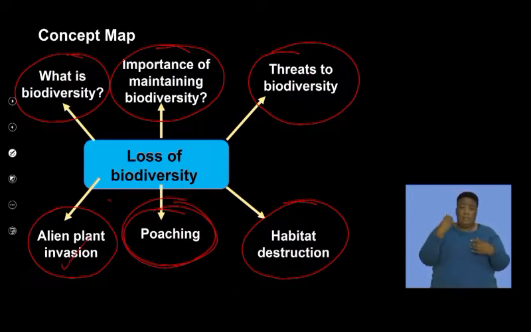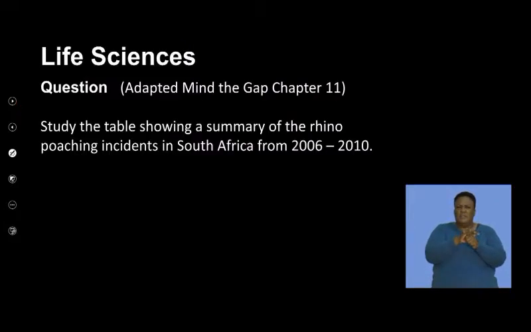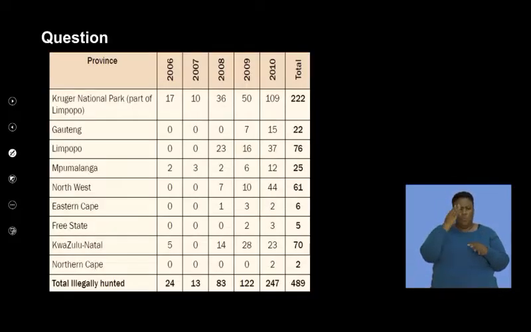In this segment, let's look at the impact of poaching by applying our understanding to the conservation of animals in South Africa. So the question reads, study the table showing a summary of the rhino poaching incidents in South Africa from 2006 to 2010. And guys, you would know that there's been a lot of poaching of rhinos that has happened in the last 20 years.